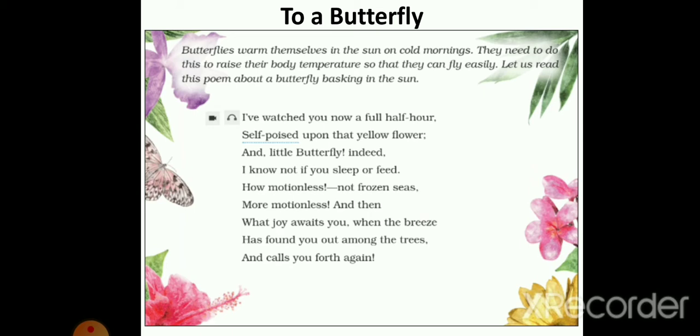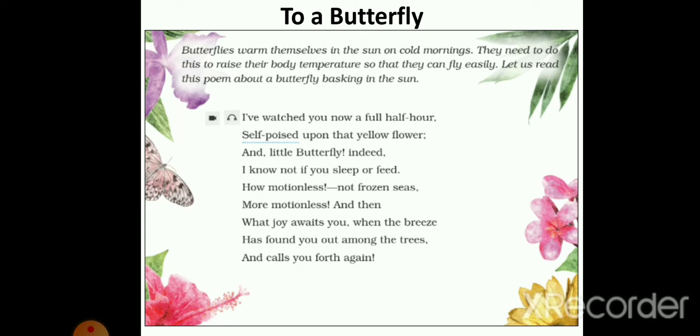This was a movement in the late 18th and the early 19th century, when importance was given to the beauty of nature and human emotions. Wordsworth grew up in the Lake District of England and was greatly influenced by nature since his childhood. Butterflies warm themselves in the sun on cold mornings. They need to do this to raise their body temperature so that they can fly easily. Let us read this poem about a butterfly basking in the sun.